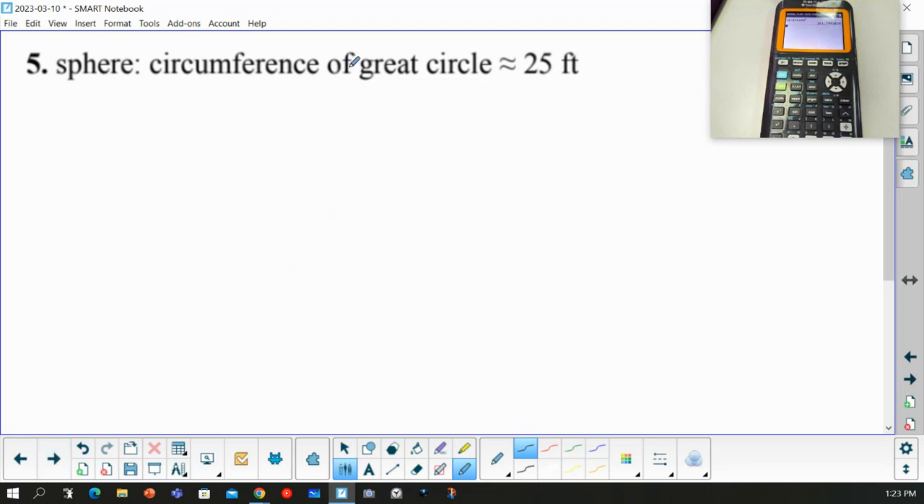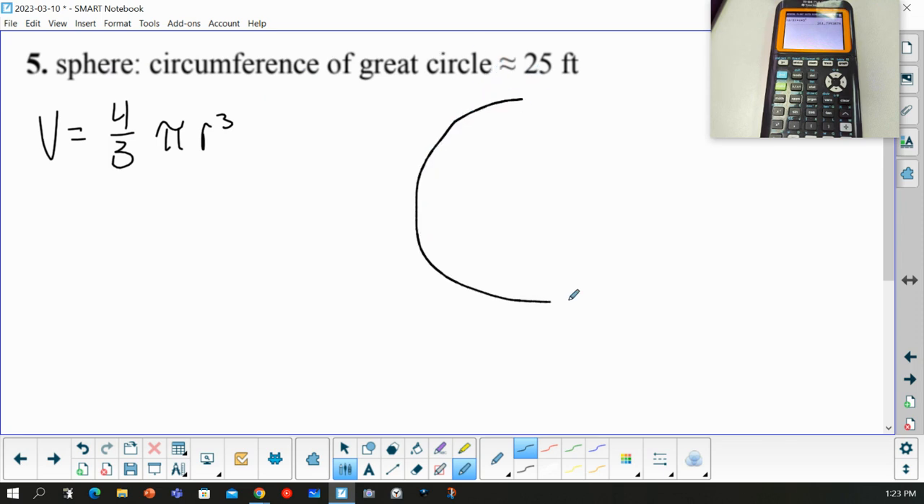All right, problem number 5. Circumference, we find the volume of a sphere. Formula for volume of a sphere is 4/3 pi r cubed. It doesn't give us the radius, though. It gives us the circumference of the great circle. So first of all, what is a great circle?